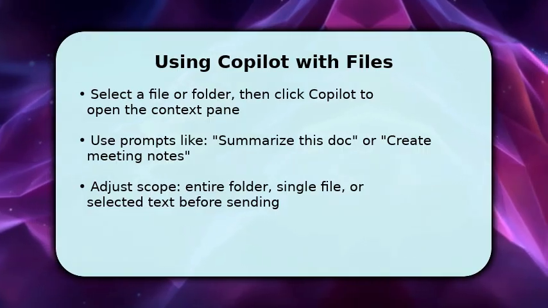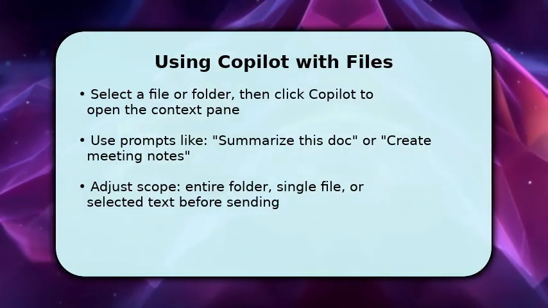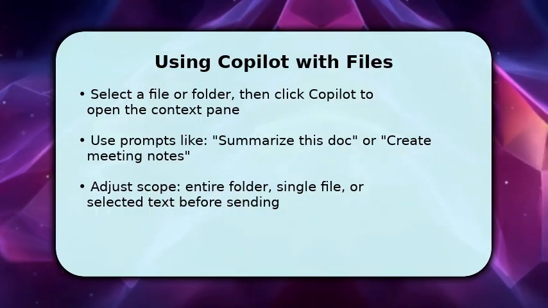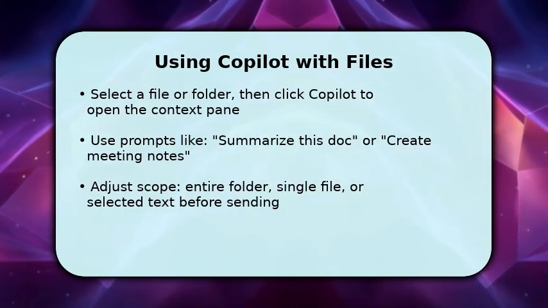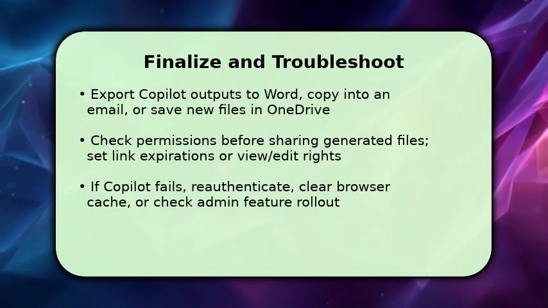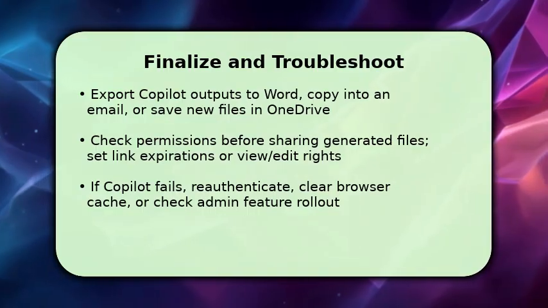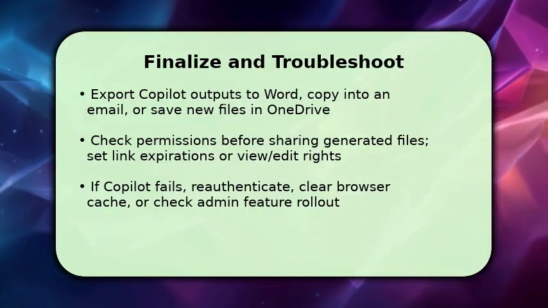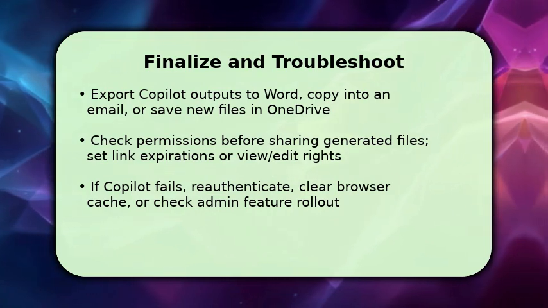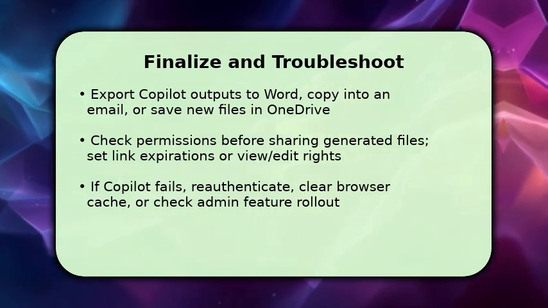If you need edits, request revisions, and specify tone or length. Copilot iterates, so use follow-up prompts to refine output. When you're done, export Copilot results to Word or save a new file in OneDrive so changes are tracked. You should verify sharing permissions and set expiration or edit rights before distributing generated content.